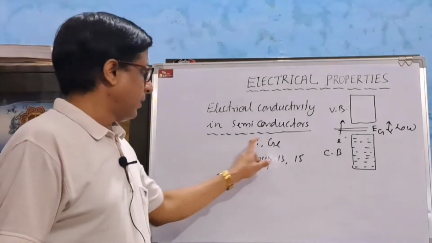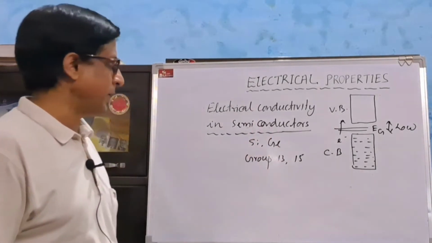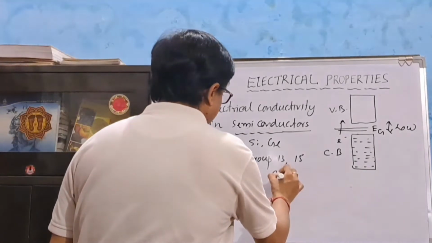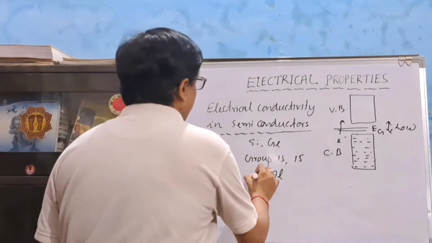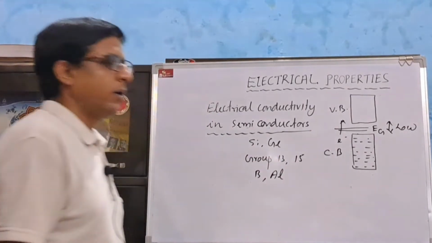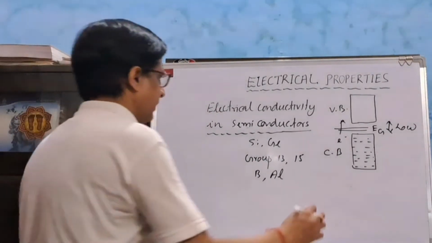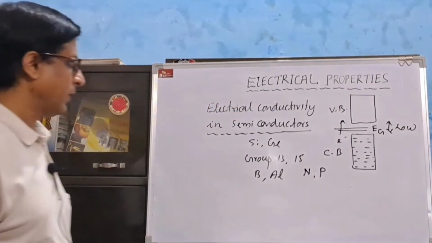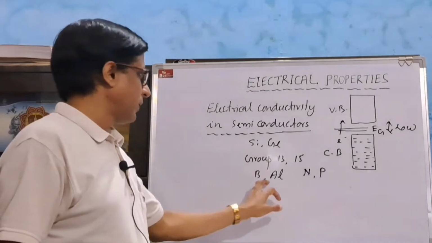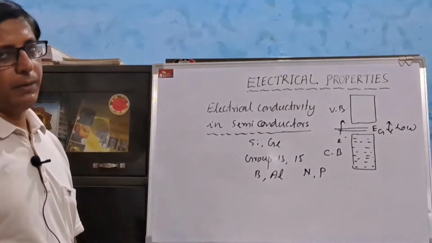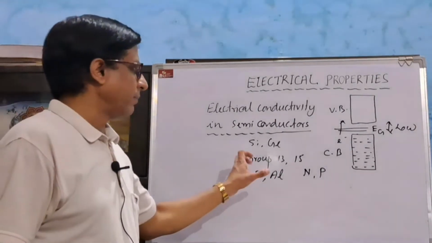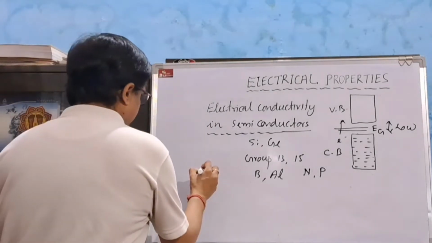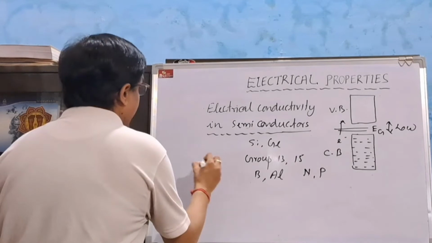This silicon and germanium can be doped with group 13 elements, for example aluminum or boron, or group 15 elements, for example nitrogen or phosphorus. If silicon is doped with a group 13 element, then one vacancy is generated, since silicon has 4 valency electrons.